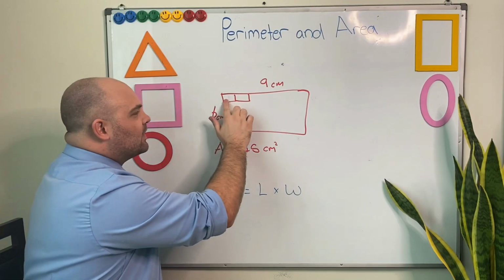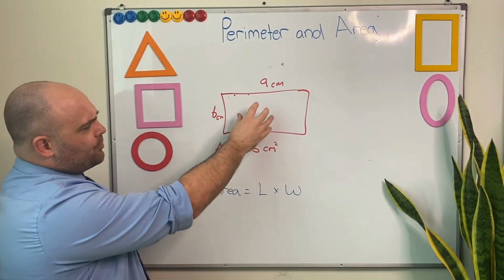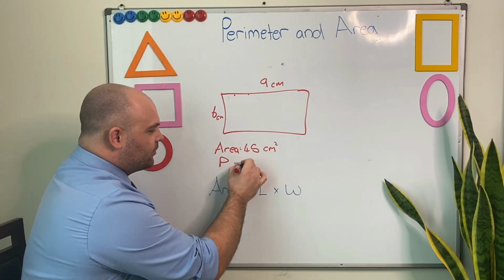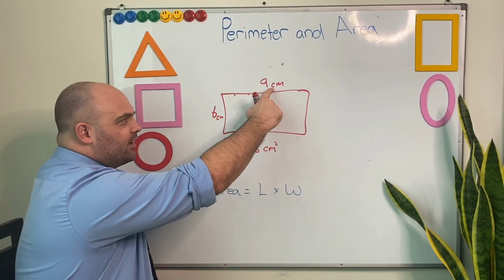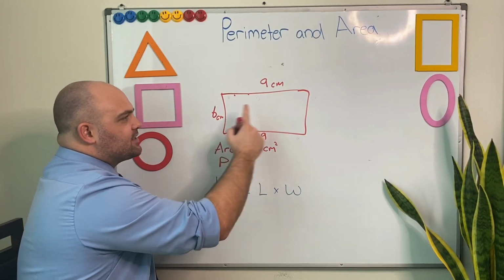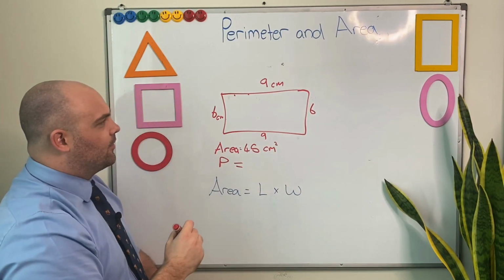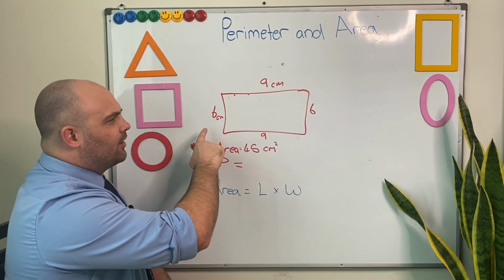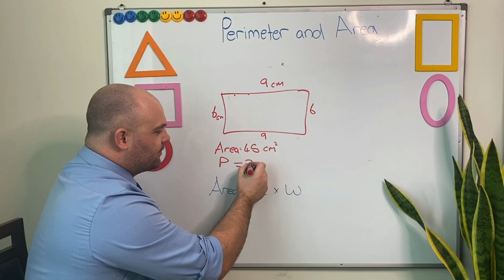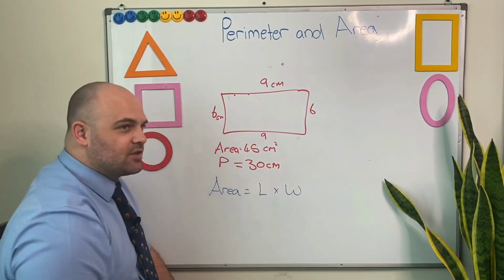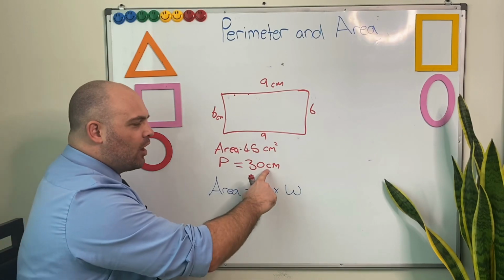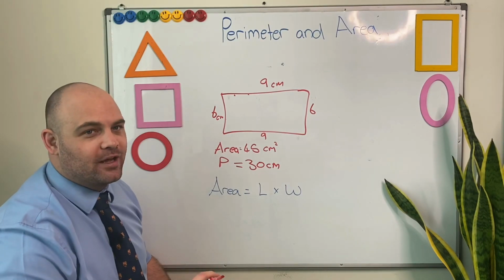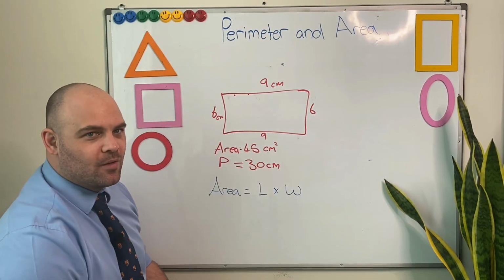Now, if I had to find the perimeter of this example, we'll just use P as our symbol. P is equal to, well, this length is 9, so this must also be 9. This is 6, so this must also be 6. 9 plus 9 is 18. 6 plus 6 is 12. 12 plus 18 is 36 centimeters. I added all of those things together. I didn't multiply, so my centimeters stay as normal centimeters. They do not become centimeters squared when I'm dealing with perimeter.